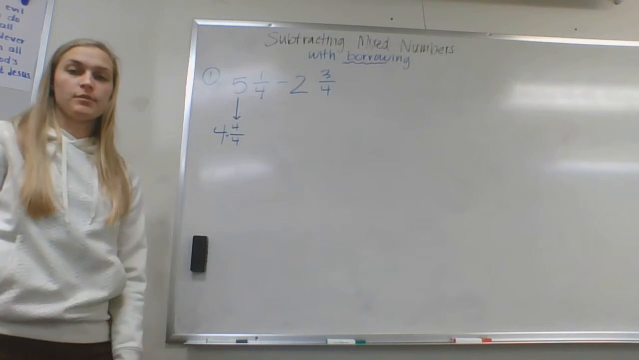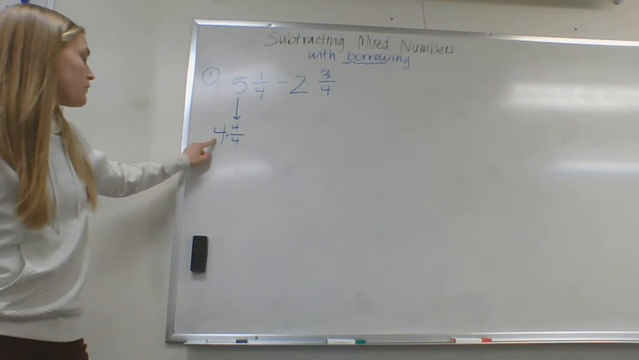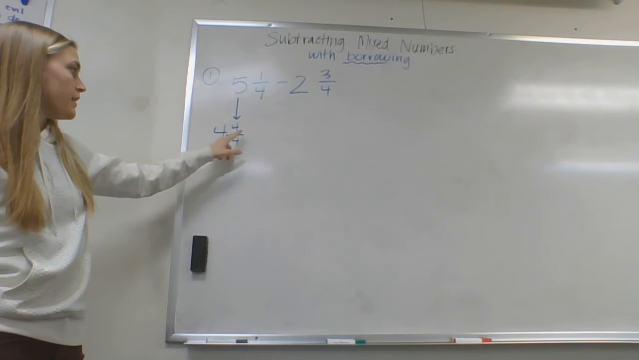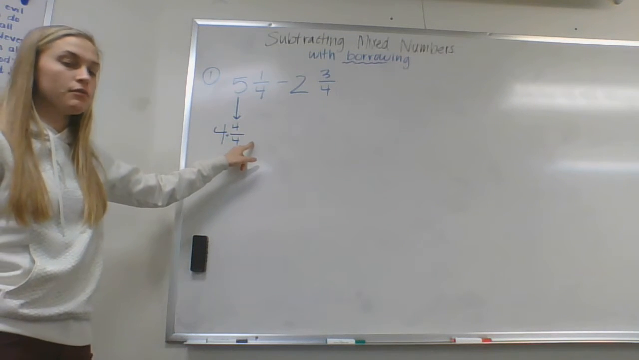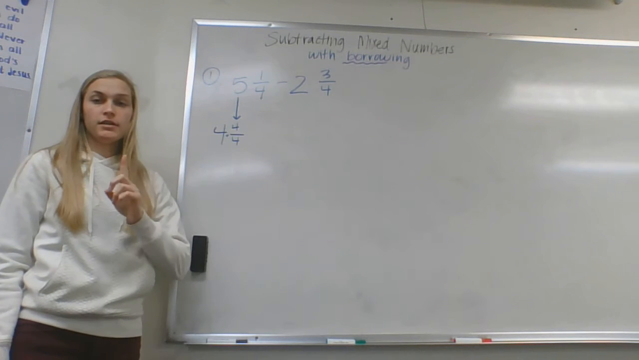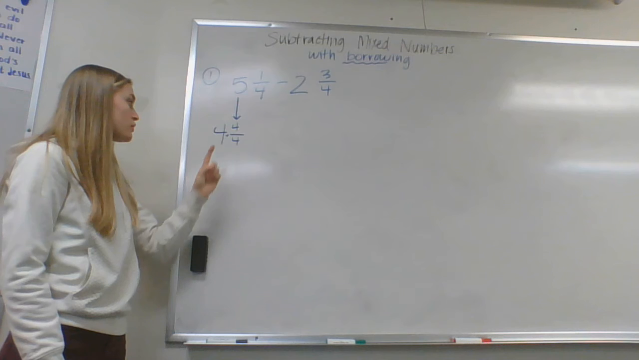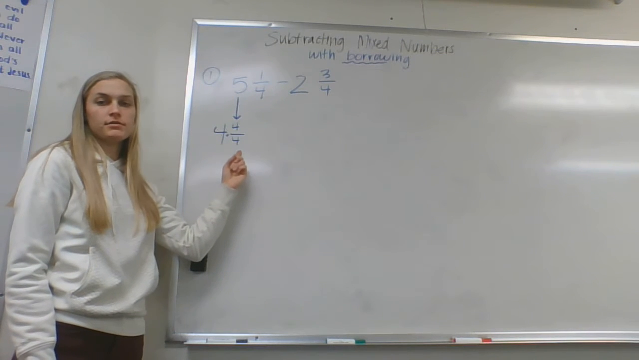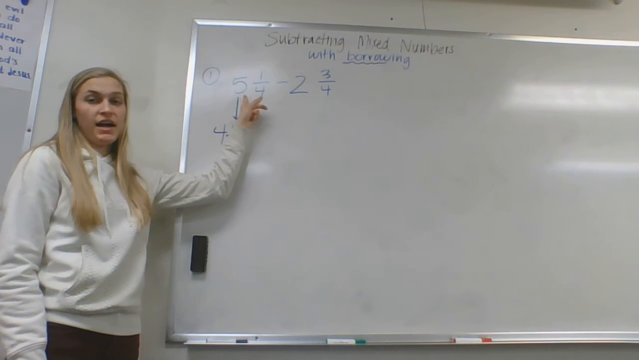Okay, so let's explain this real quick. 4 whole and then 4/4. What does 4/4 equal? 4 divided by 4. What is that? It's 1, right? 4/4 is 1 whole. So really this is 4 plus 1, which is 5.